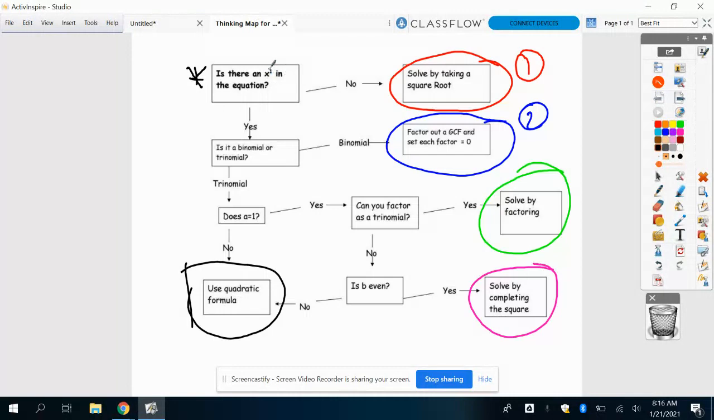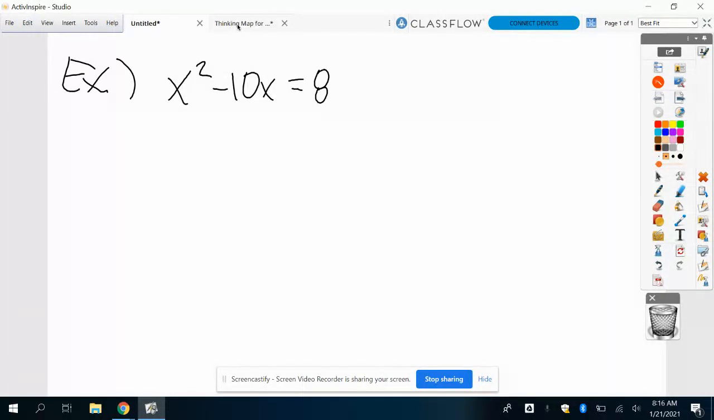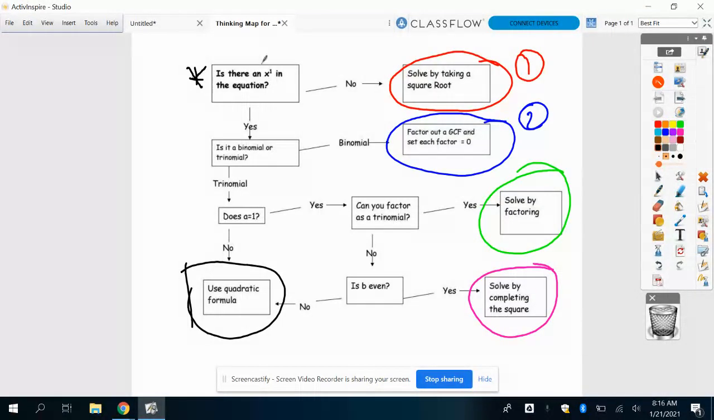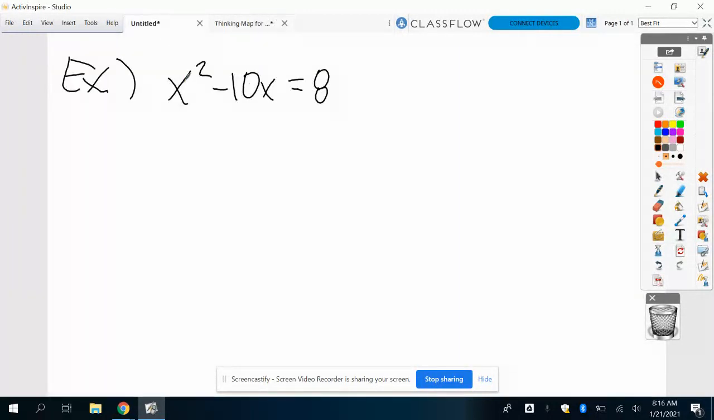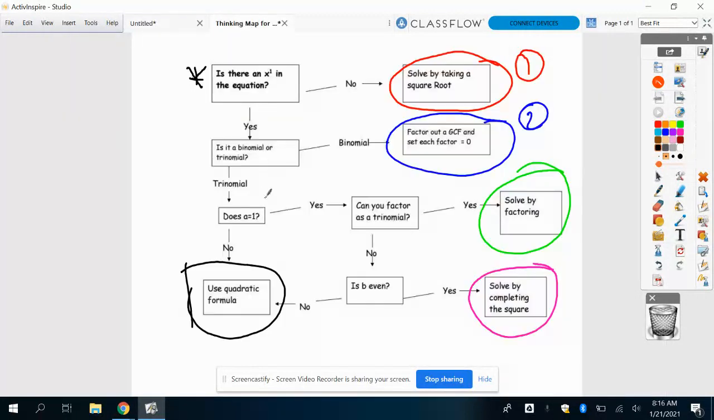is there an x to the first power? Well, if we look back, yes, there is. We have this 10x. So we want to go to yes. Is it a binomial or a trinomial? So this one actually has the x squared, negative 10x, and the 8. So that's going to be a trinomial for us.